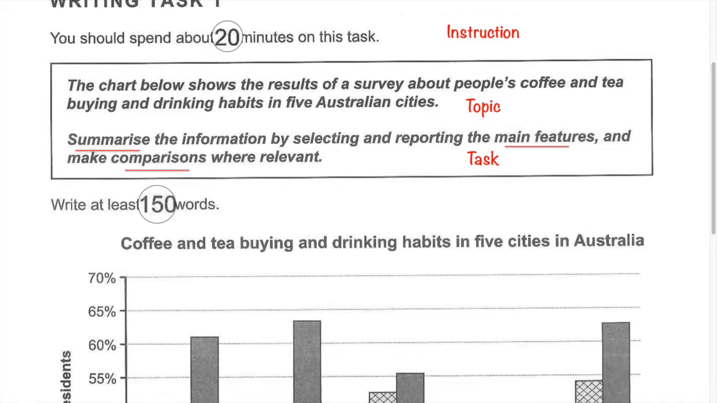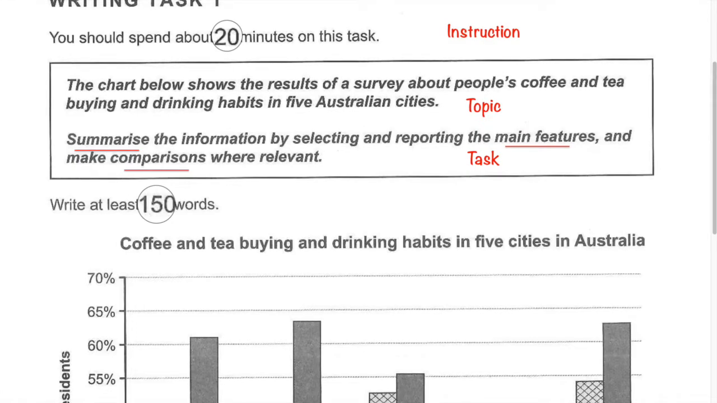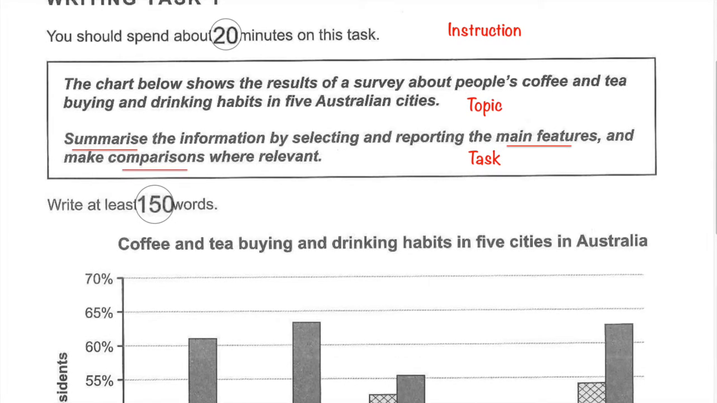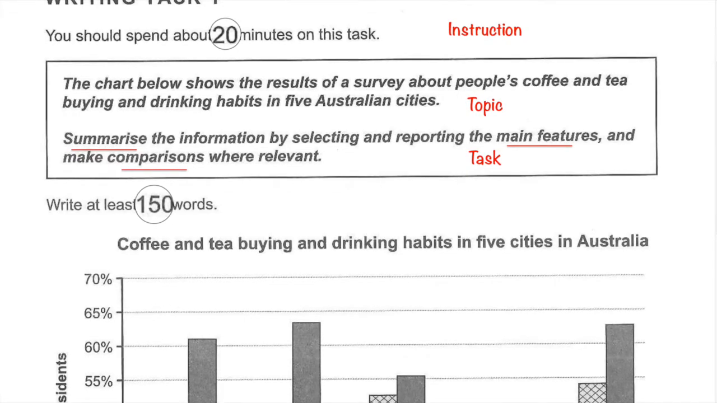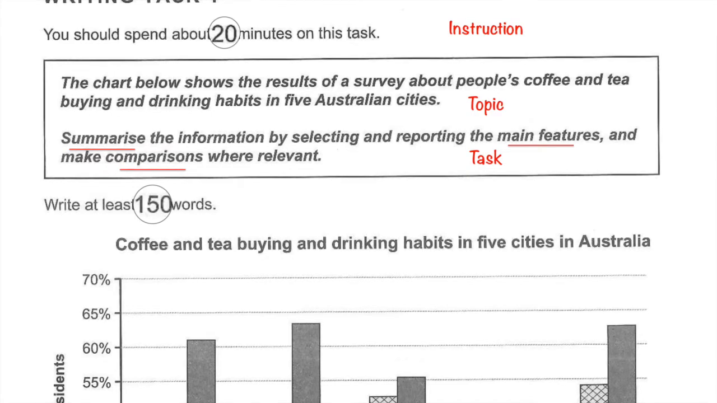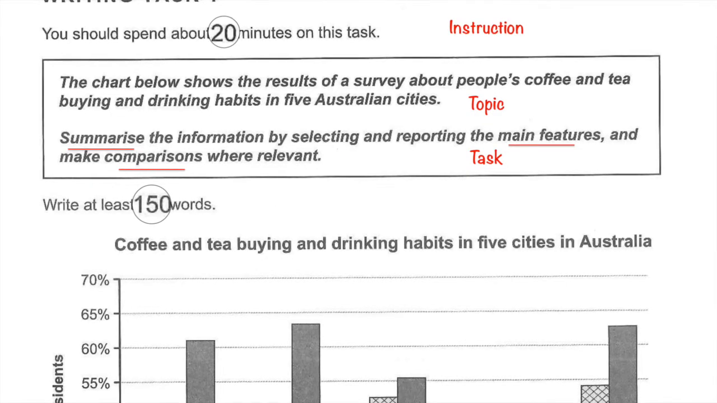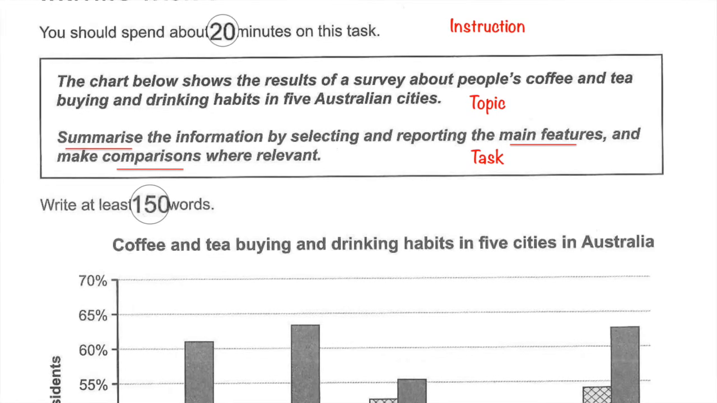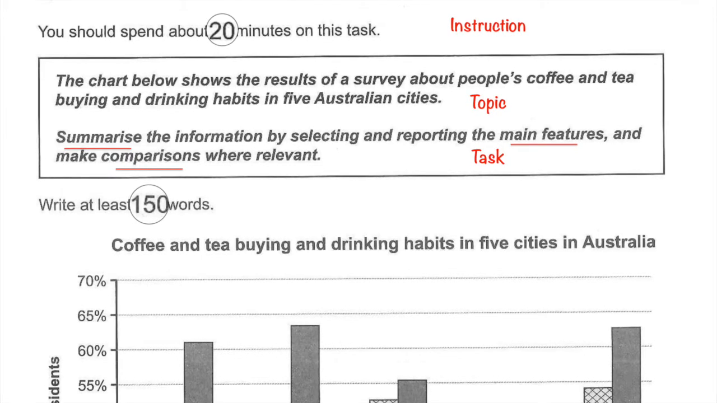Now, you can see that there is a sample task given here on the screen. This is a sample task 1 question paper from Cambridge 15. If you analyze and categorize the question paper, you will see there are three things there: the instruction, the task, and the topic. The instruction is always the same in all academic writing task 1, and it specifies that you have to write at least 150 words in 20 minutes.